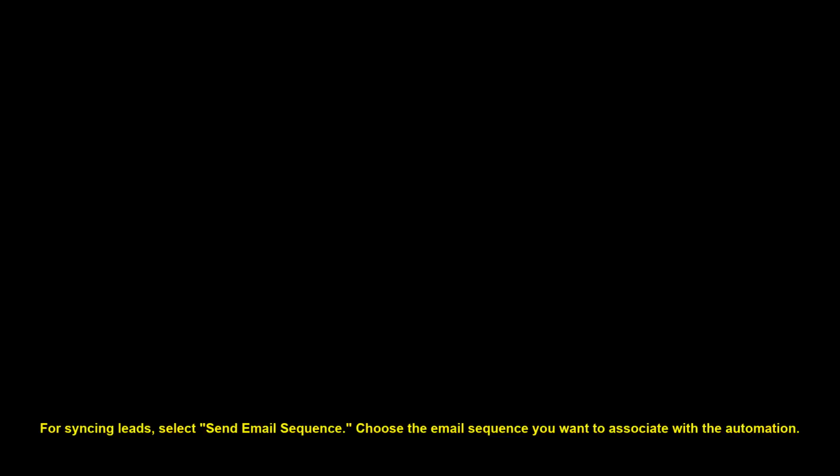Choose the email sequence you want to associate with the automation. Ensure that your email sequence is set up properly before linking. Once you've selected the email sequence, review your settings. Click Save to finalize your automation setup.